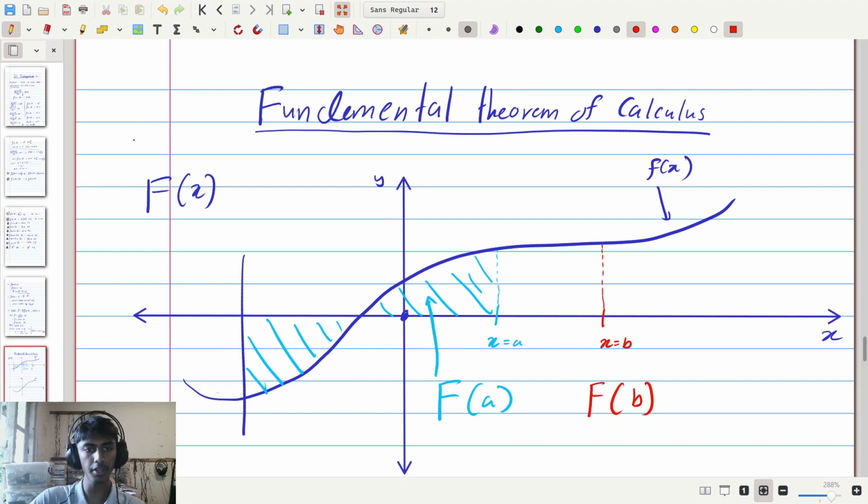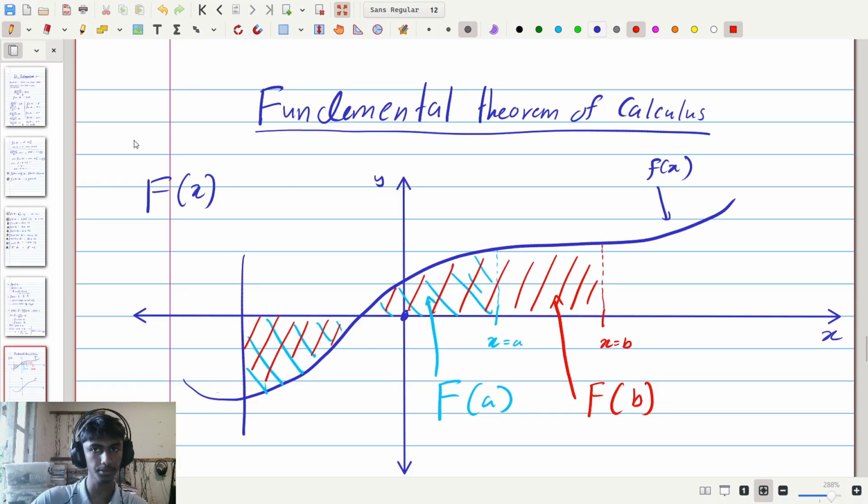Now let's consider what capital F of b would be. Considering this definition of capital F of x, capital F of b would be the area under the curve starting from this arbitrary point which we have not marked all the way up to the value at which x is equal to b. Therefore this red shaded area here is what capital F of b would represent.